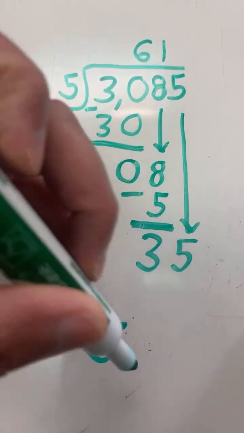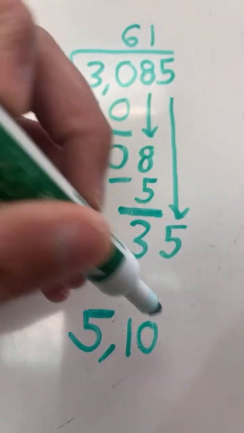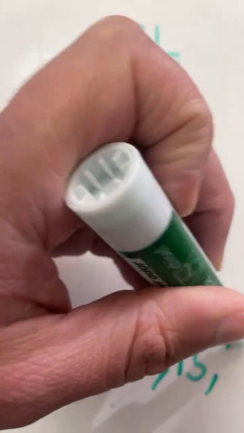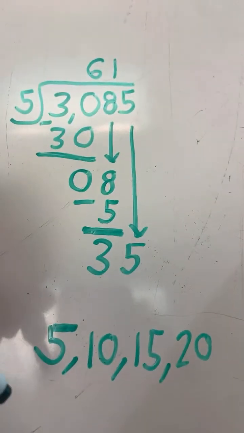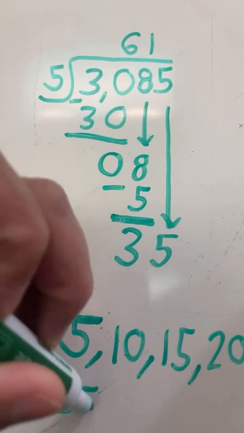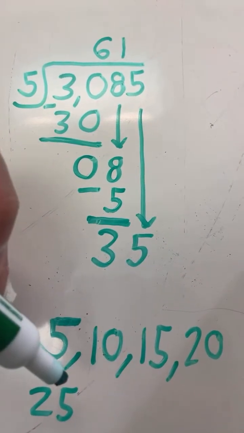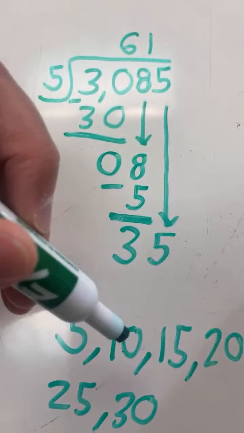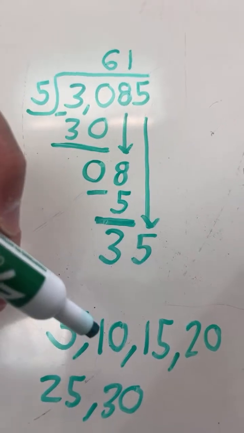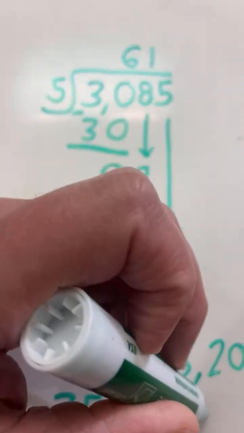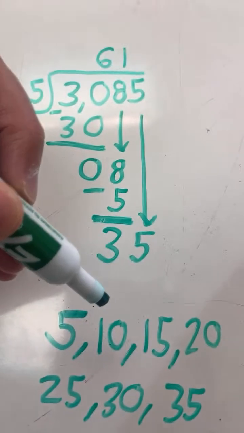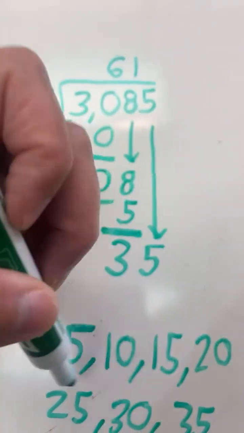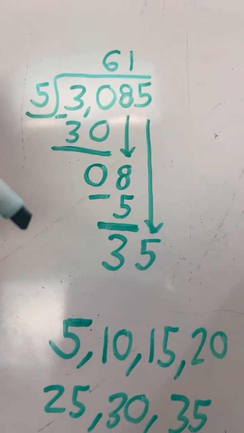So 5, that's one group so far. 10, we're at two groups of 5. 15, we're at three groups of 5. 20, so far we are at 4 groups of 5. 25, we're at 5 groups of 5. 30, we were at 6 groups of 5. 35, we were at 7 groups of 5. We had to count by 5s 1, 2, 3, 4, 5, 6, 7 times to get to 35.